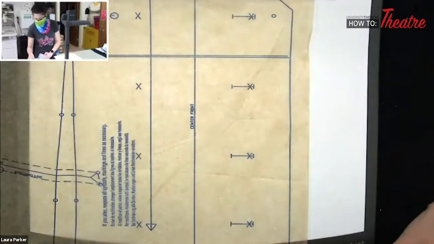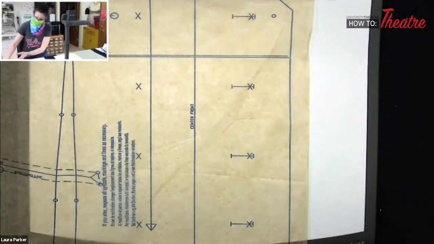Another example, y'all, I've made a mess of my stuff over here.